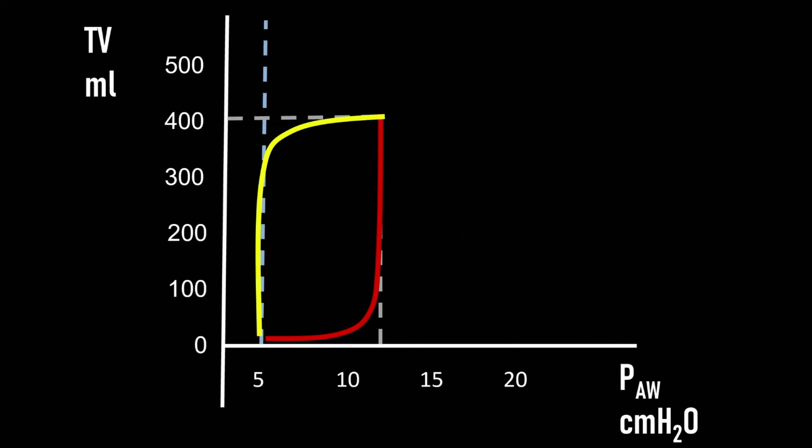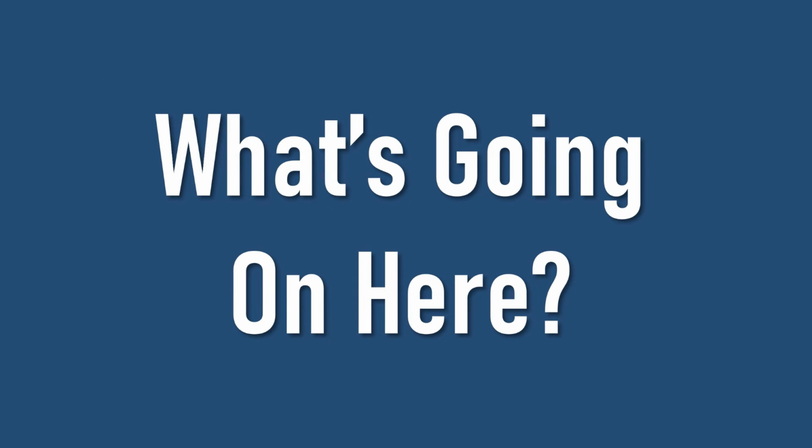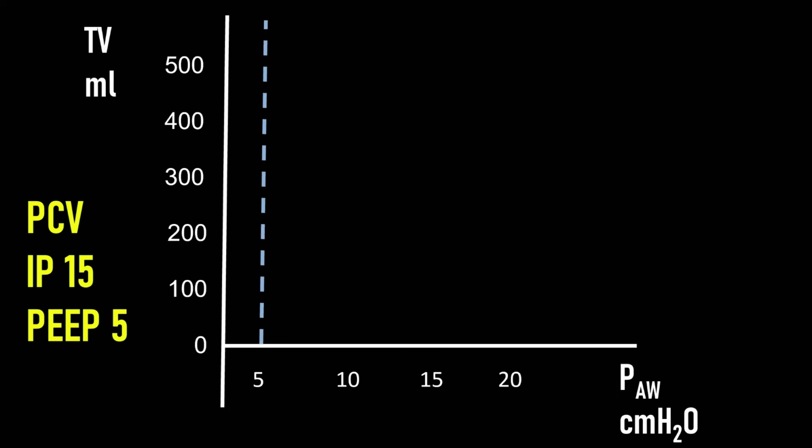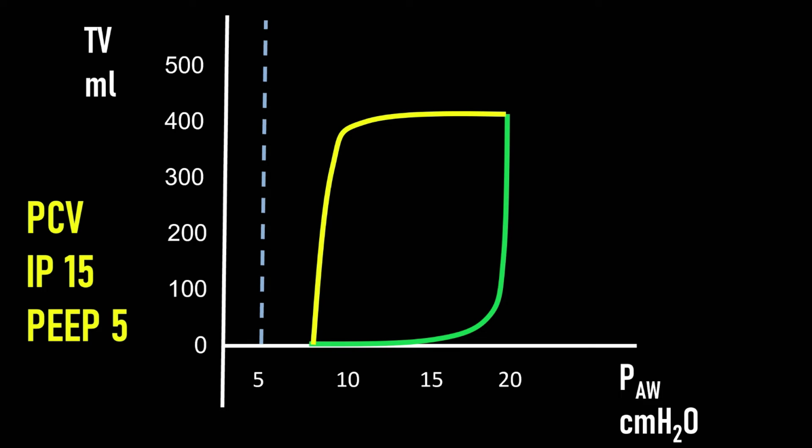Now let's have a look at some abnormal volume pressure curves. And I'm going to suggest that you pause the video when I put up these curves just to think about them for a second. So here's the first one. This is a patient who's on pressure control ventilation with a driving pressure or an inspiratory pressure of 15 centimeters of water. That's on a PEEP of 5. So that blue line there is the PEEP. Let's roll the loop. Now pause for a second and see what you think is going on here.